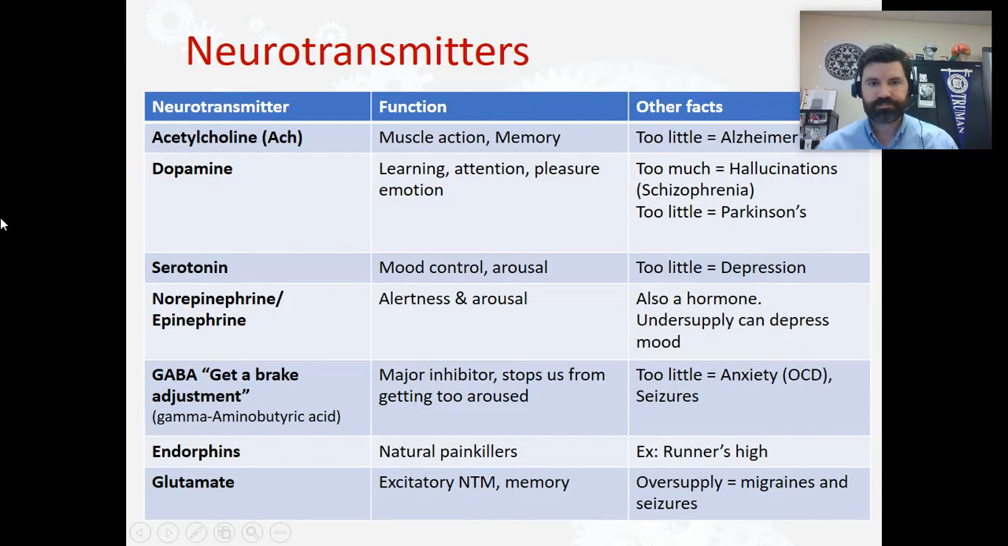So let's actually take a look at those chemicals themselves. You have dozens and dozens of different types of neurotransmitters in your brain.